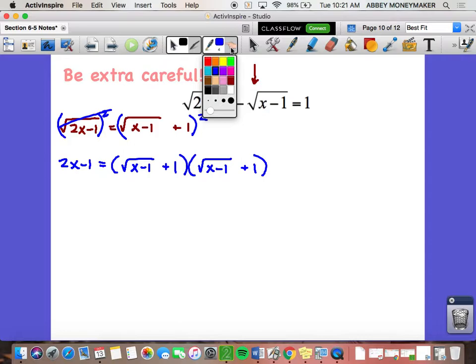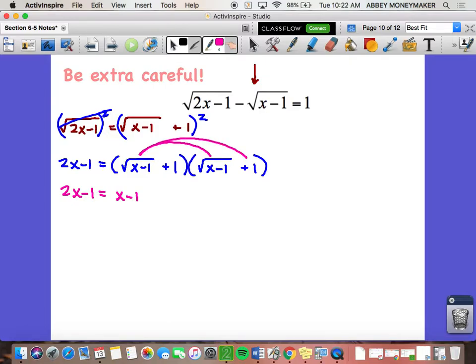Okay, so here we go with multiplying. I still have my 2x minus 1 is equal to the square root of x minus 1 times the square root of x minus 1. That just goes to x minus 1. The square root of x minus 1 times 1 is plus the square root of x minus 1.